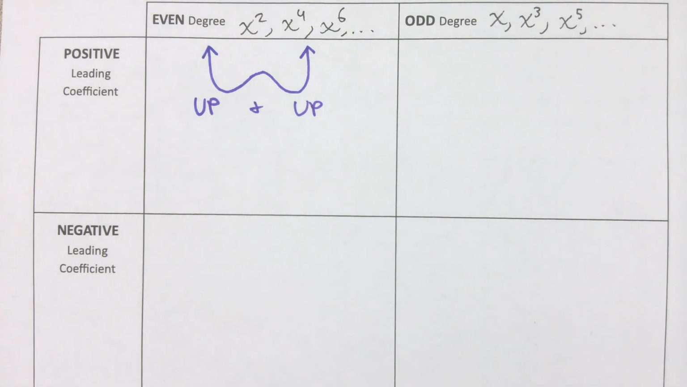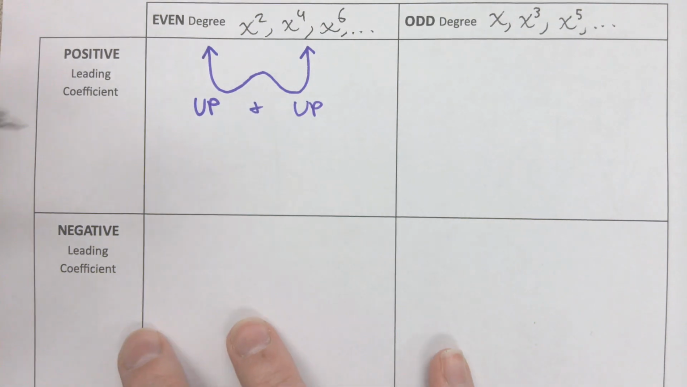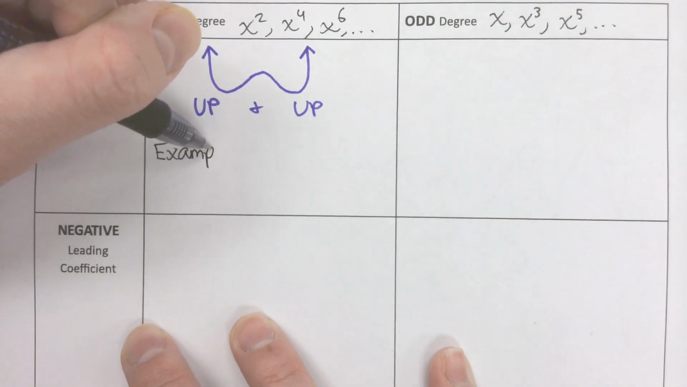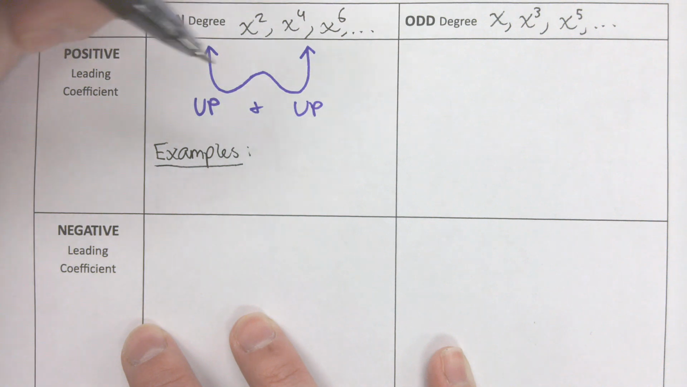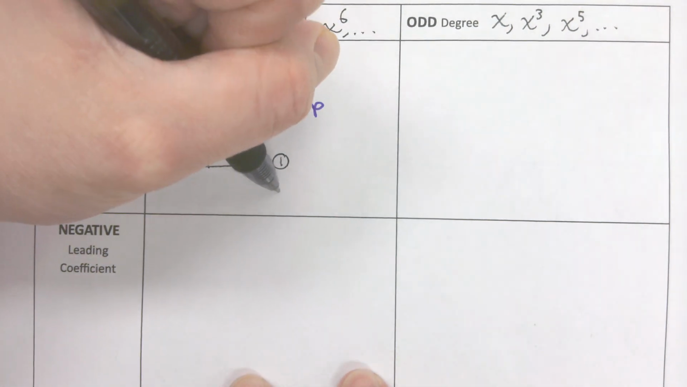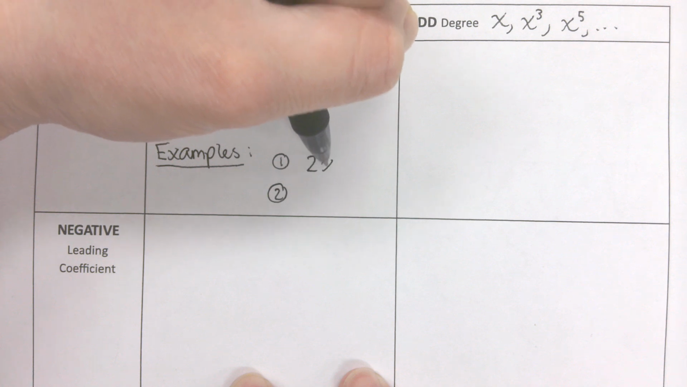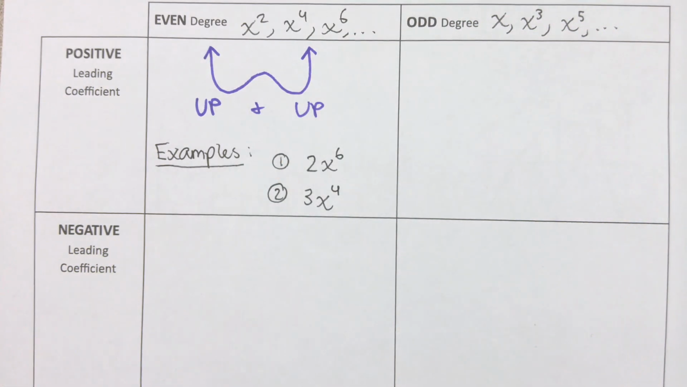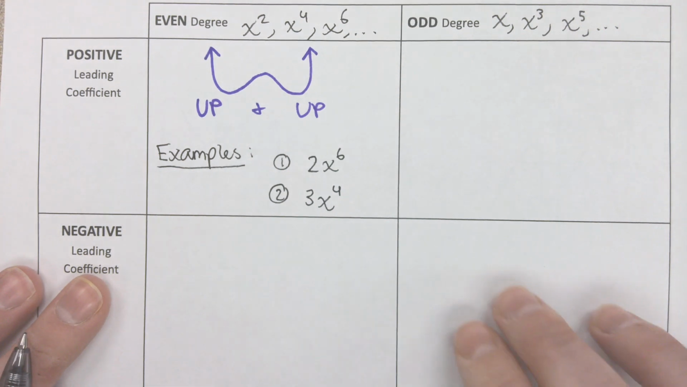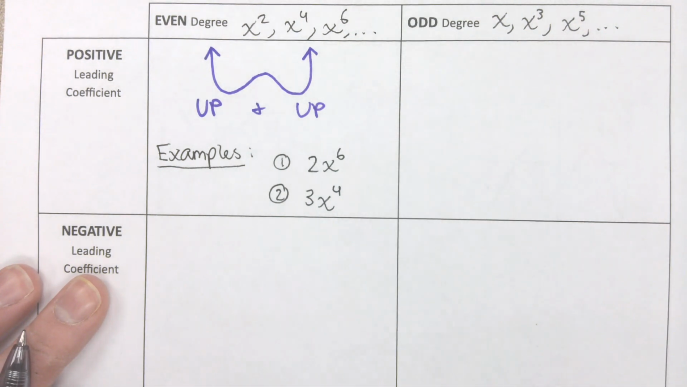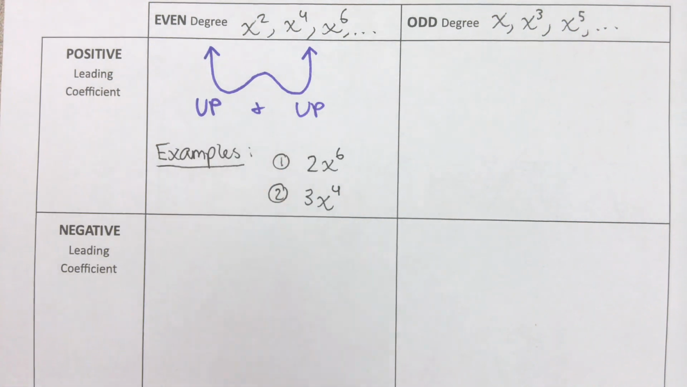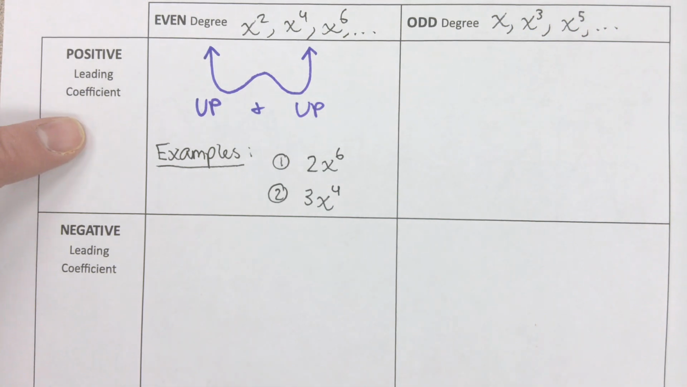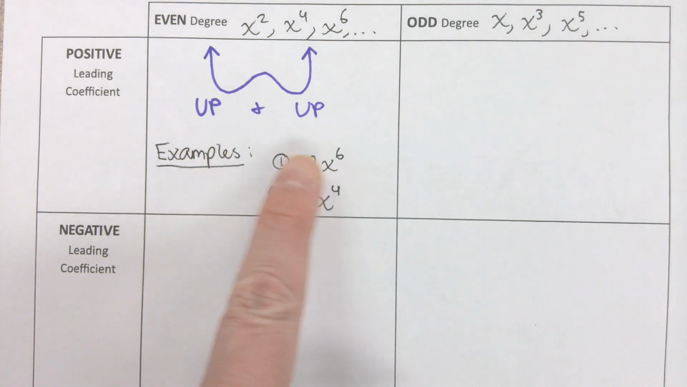So let's look at a couple leading terms that would give a graph like this. Two little examples here. We could have 2x to the 6th, or we could have 3x to the 4th. Both of these are even degree, even exponents, and then we don't care what type of number we have in front, even or odd. We just care that it's positive. This is a positive leading coefficient here. So if this is our leading term, either of those would make a graph that looks kind of like that.